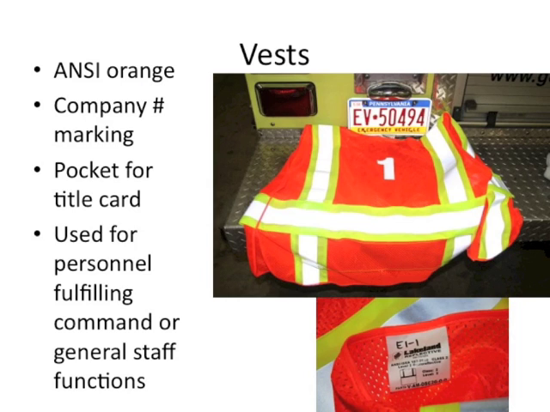Now, to assist with identifying general staff and command staff personnel on the fire ground, the system uses an ANSI orange compliant vest. The vest has your company marking on the rear so that you can easily identify it, as well as the unit marking on the tag. So this can be returned to your unit after a large-scale incident where a lot of these will be utilized at one time. On the rear, there's a pocket for a title card. This is used, again, for personnel fulfilling command or general staff functions.